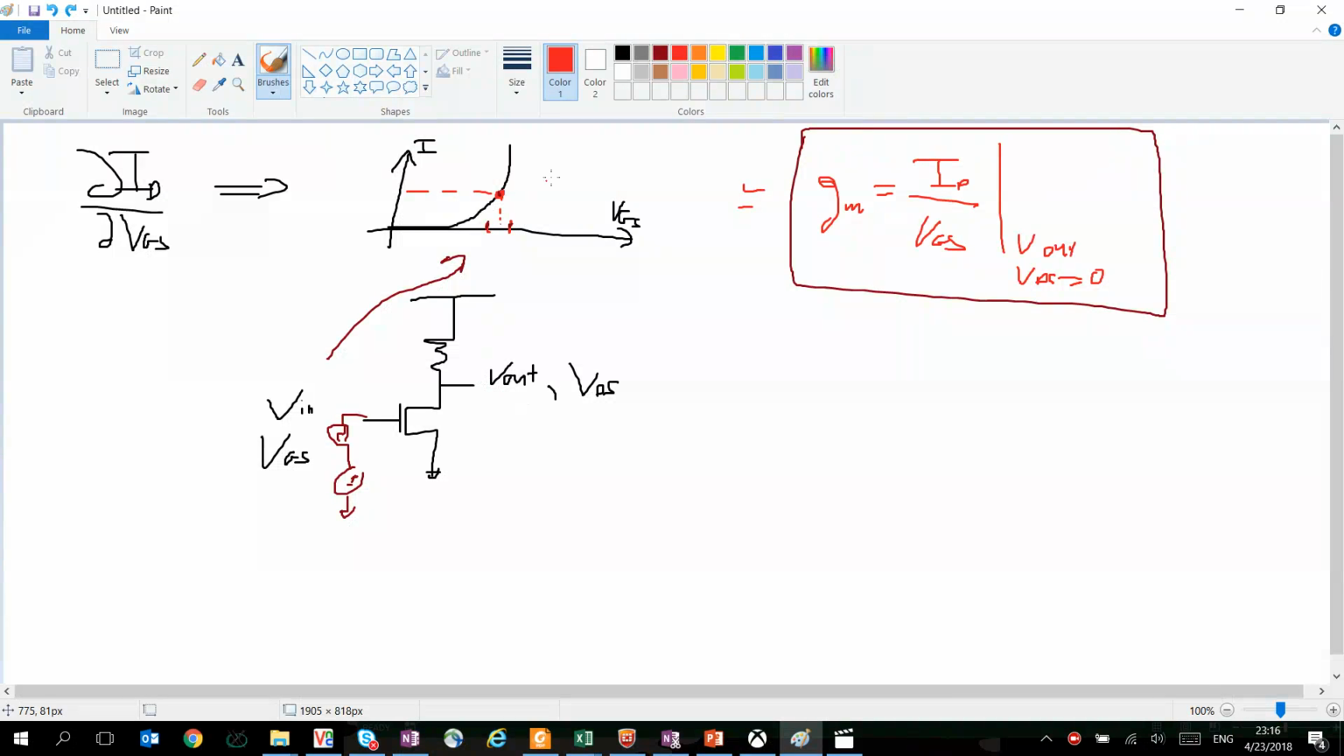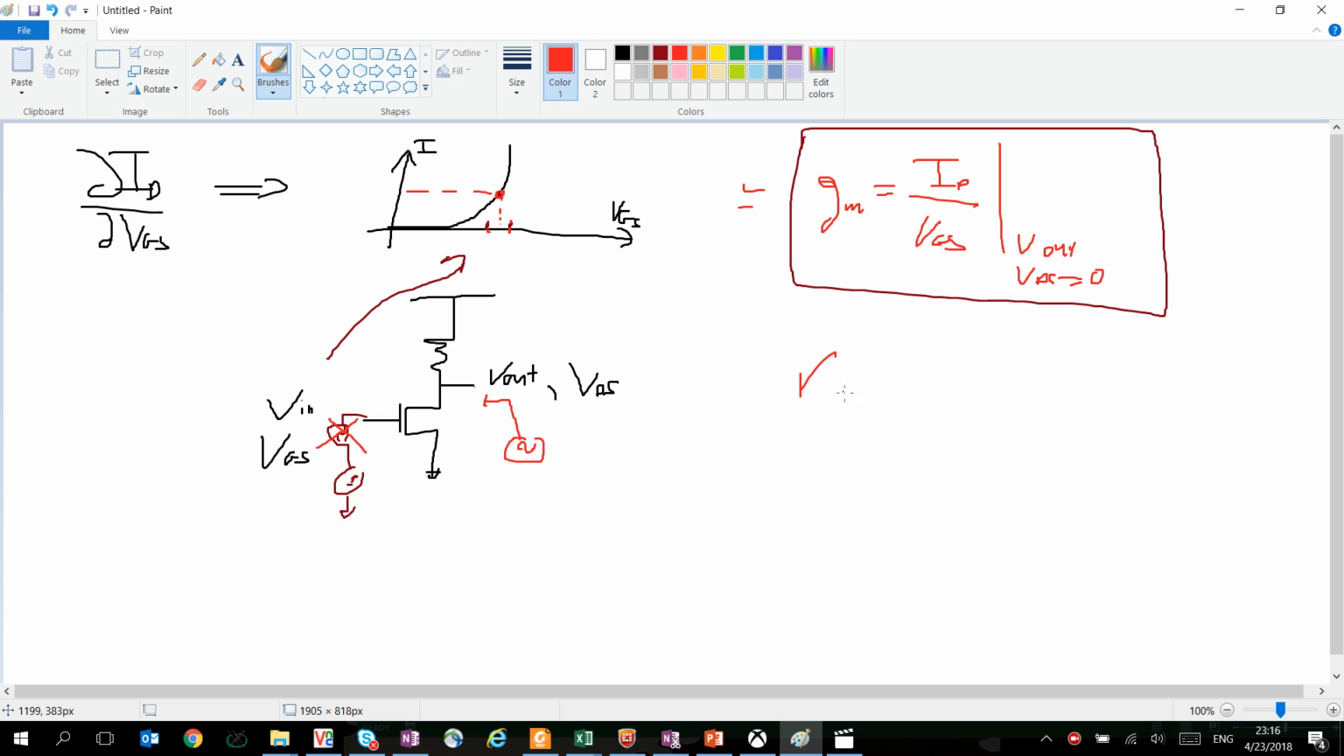In a similar way, we could stabilize the operation point by canceling this AC signal and maybe trying to measure, if I apply some AC signal here, I can try to measure the operation point of the R out.